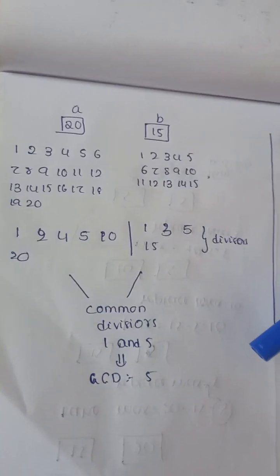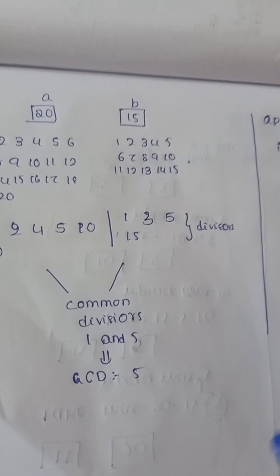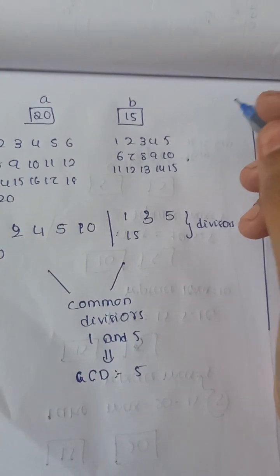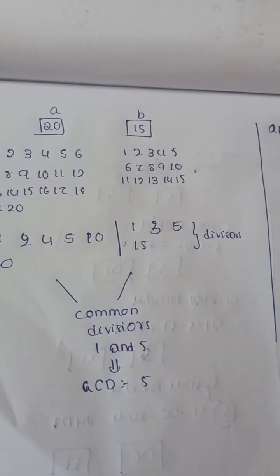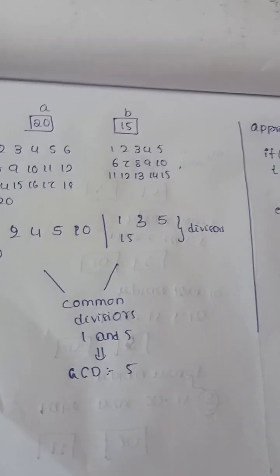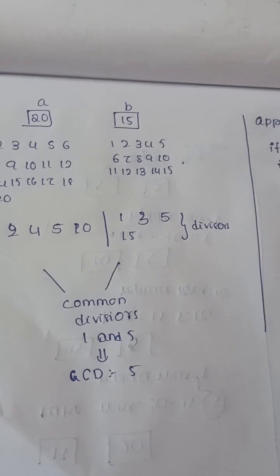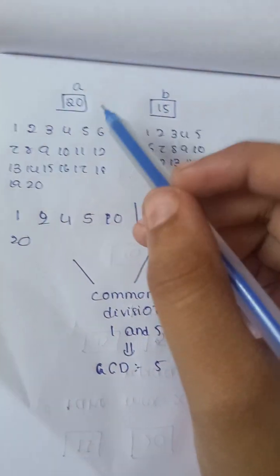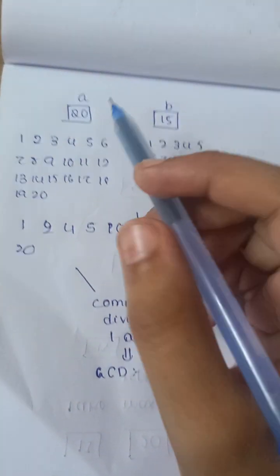Before starting this approach, let me tell what GCD is and how to find the GCD in the normal way. GCD is the greatest common divisor, meaning among the common divisors of the two numbers, the greatest number becomes the GCD. For example, we will take 20 and 15.